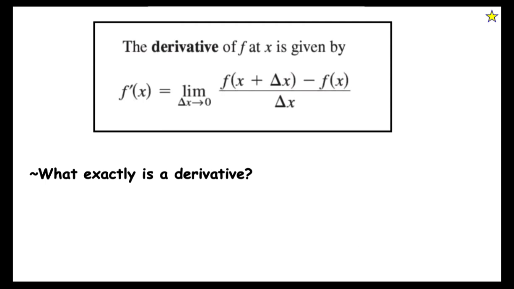What exactly is a derivative? That's a great question. Well, it's the whole first semester of our class is what it is. But a derivative is simply the slope of the tangent line to any curve at a given point.